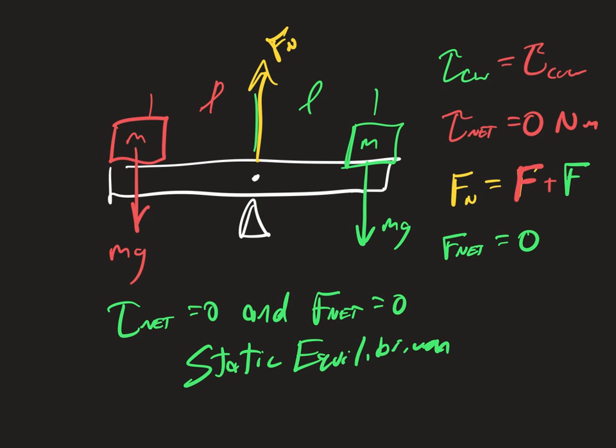So there are lots and lots of examples. A flagpole holding up a flag is a static equilibrium. A sign hanging in front of a shop. A bridge, a drawbridge pulling up the doorway that lets you in, or really any bridge, is a static equilibrium.